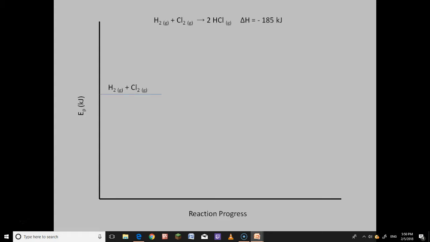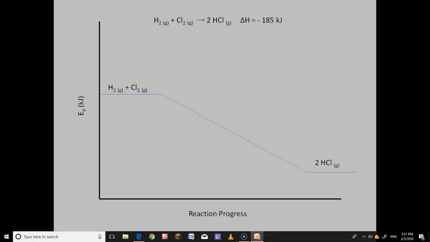We're going to say that our reactants have some amount of potential energy. This potential energy would be due to the position of all of the molecules and the energy also associated in their bonds. And because we know that it's a negative 185 kilojoules, we know this reaction is exothermic. And so my products will have some energy associated with them as well, but it's less than my reactants because this is an exothermic reaction and this energy is given off.